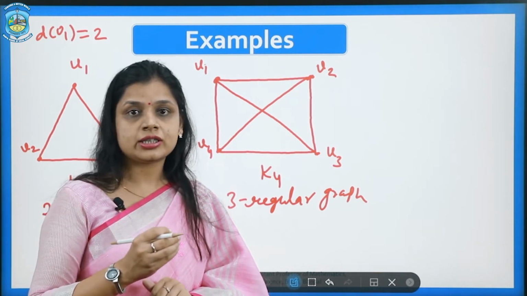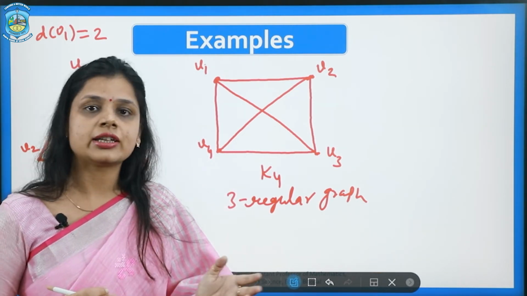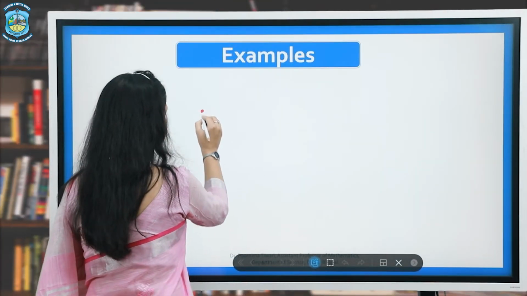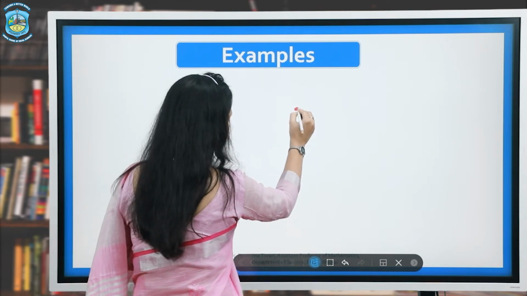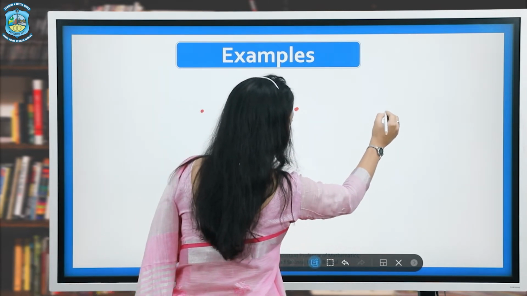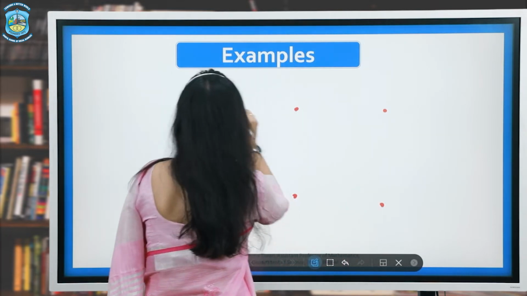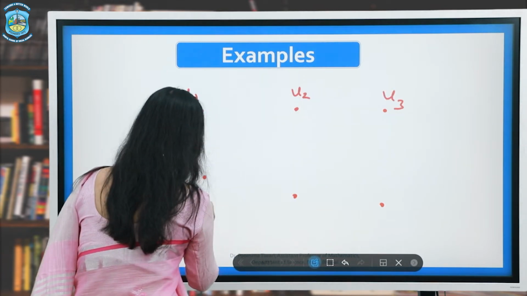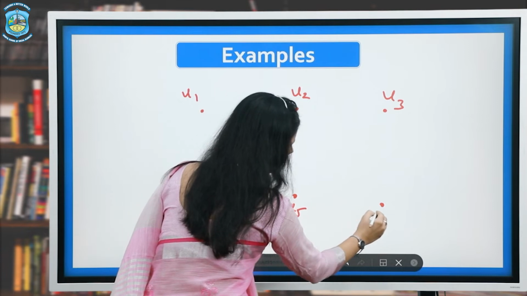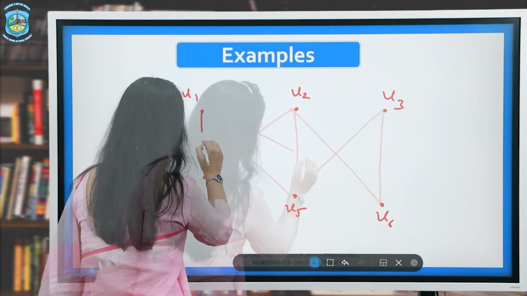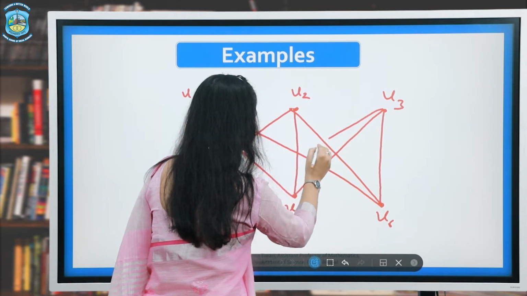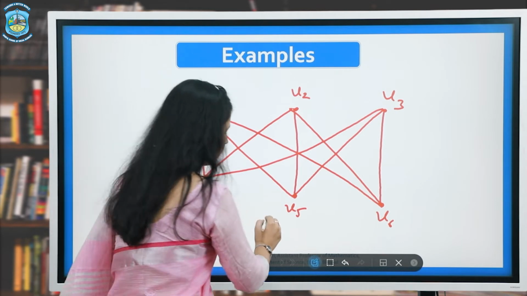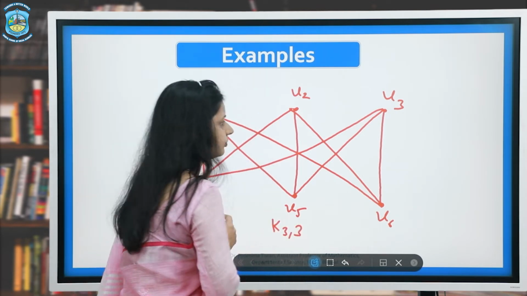We can always draw a graph which is regular but not complete. Its example is one of the famous graphs known as Kuratowski's second graph. Now, to draw this Kuratowski's graph, it's a graph with 6 vertices and 9 edges. So, we may label those vertices as V1, V2, V3, V4, V5, V6. So, this is Kuratowski's second graph. It is called K33.